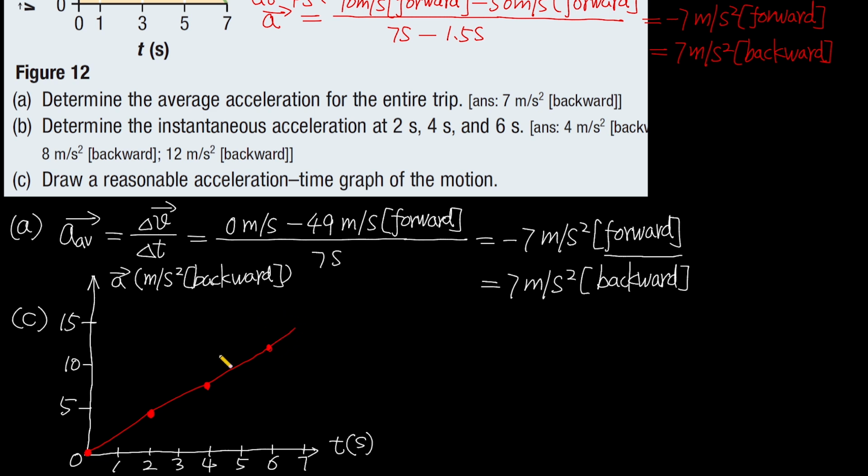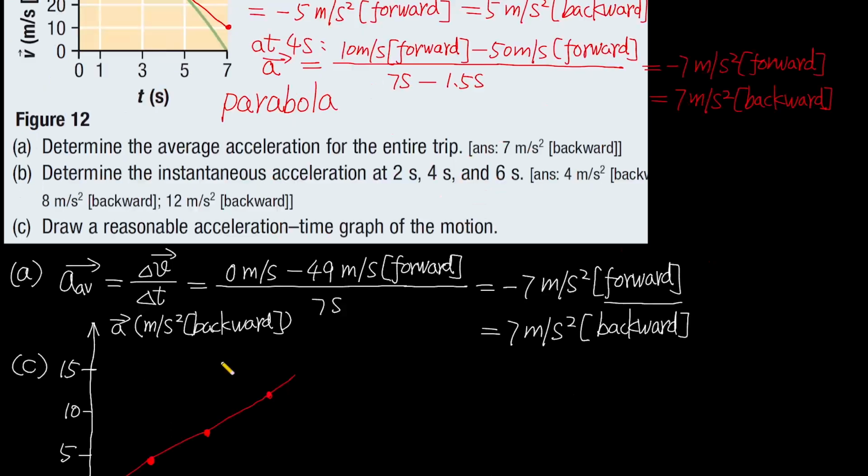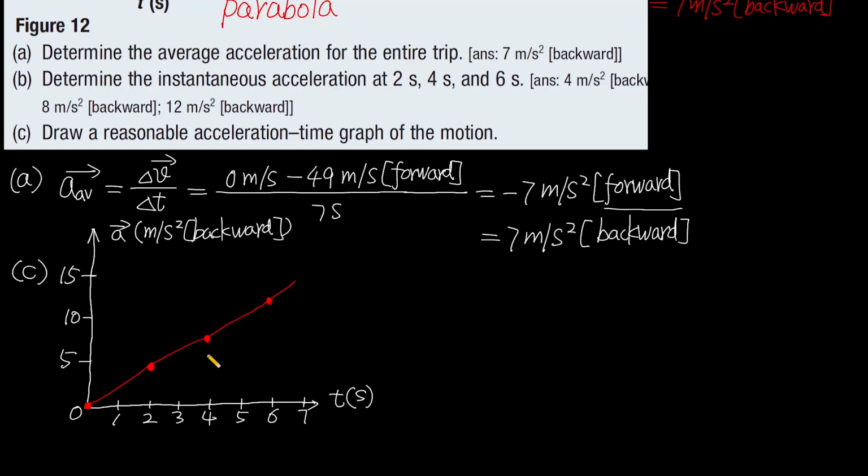And we found that the acceleration time graph is like a straight line. That's because the velocity time graph is like a parabola. And we know that the slope of a parabola is a straight line. So it is reasonable that the acceleration time graph is like a straight line.